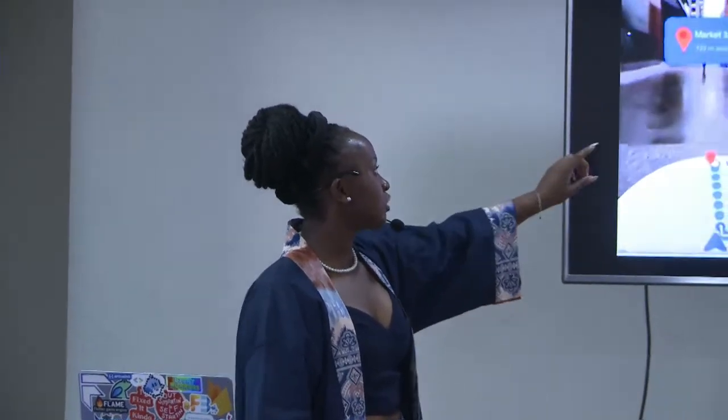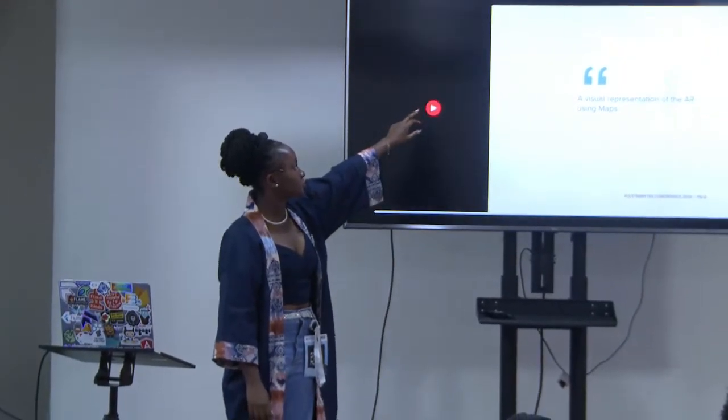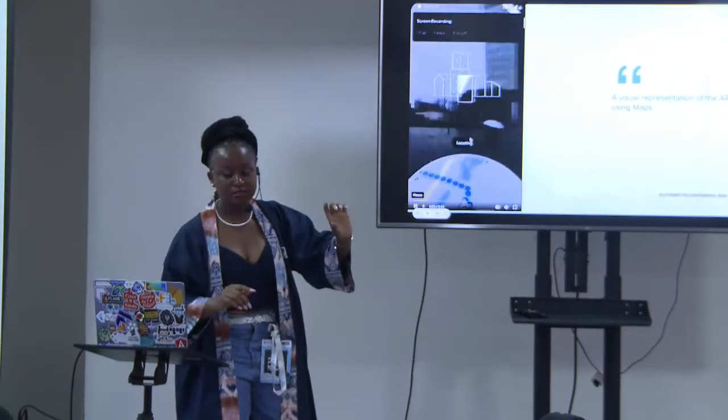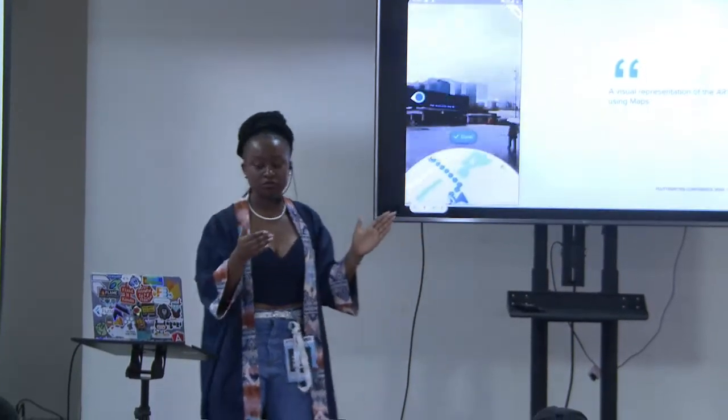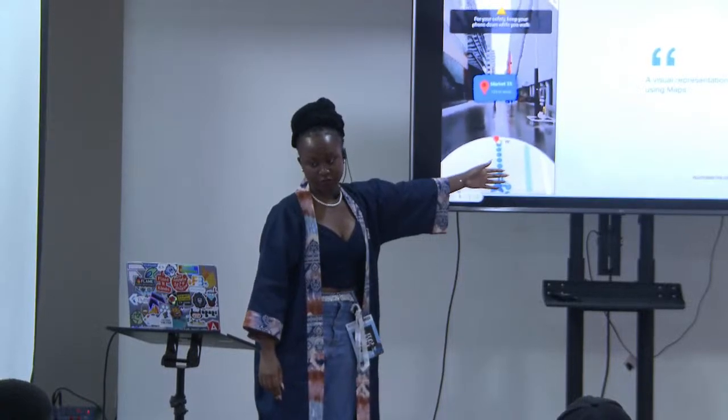Alrighty, so let me show you a visual representation of the AR using maps. Here we have an example of somebody who is trying to navigate through a street, and you're able to see the augmented reality bit, which shows you where they are, the location, as well as the arrows that we were talking about that show you which direction to take, and also displays the map bit at the lower bottom place.